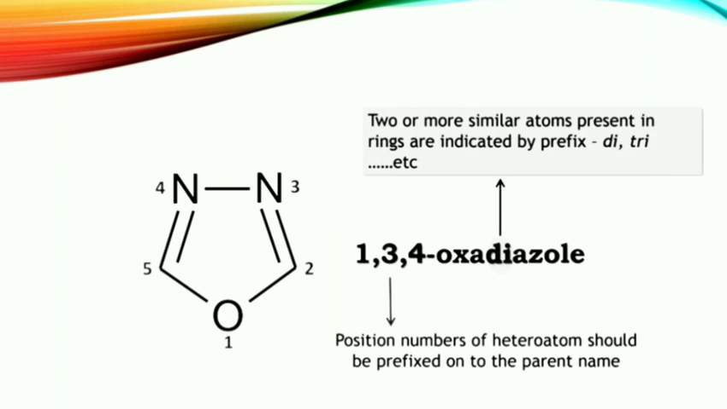If the structure has 3 heteroatoms and 2 similar heteroatoms are present, you have to remember the prefix indicated by di, tri, tetra, penta, as you can use, and before the parent name you use the position numbers, here 1, 3, 4, and the name for the structure will be oxadiazole. So you have to remember both these points; they are very important for the nomenclature of heterocyclic compounds.